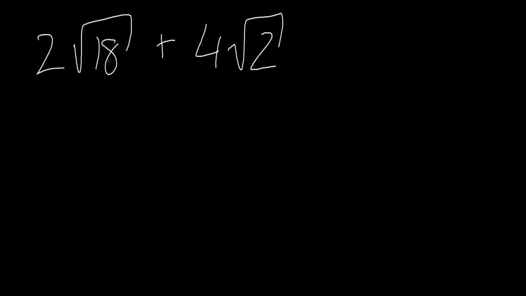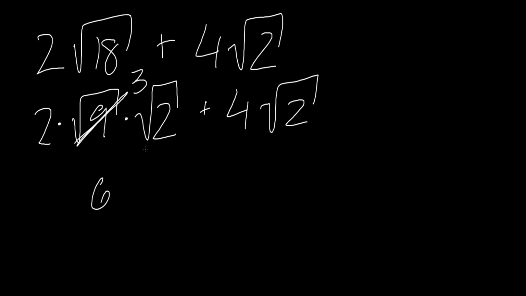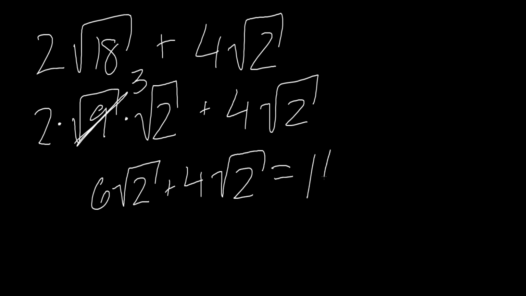Now, can root 18 be simplified? Yes, it can. Root 18 is the same thing as root 9 times root 2. The same thing as 2 times root 9 times the square root of 2 plus 4 root 2. And now the square root of 9 can be simplified into 3 because we know 3 times 3 is 9. So now what do we have? We have 2 times 3, which is 6 times root 2. So 6 root 2 plus 4 root 2. So what do we have in total? We have 10 root 2 as our final answer.